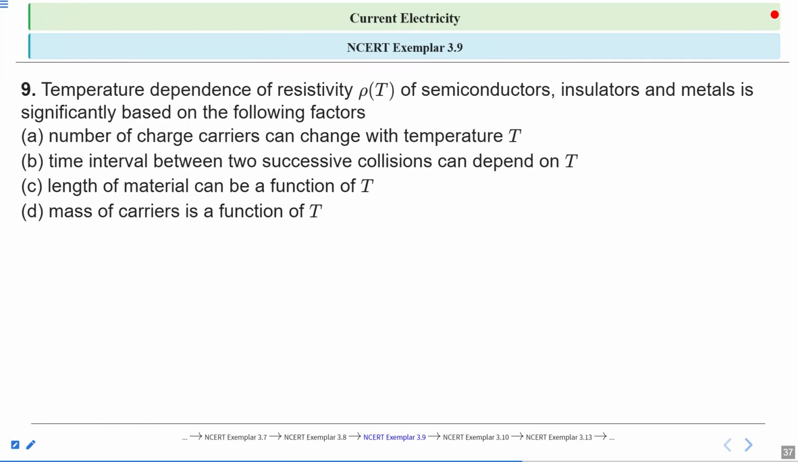Next question. Temperature dependence of resistivity rho(T) of semiconductors, insulators, and metals is significantly based on the following factors. A: Number of charge carriers can change with temperature T. B: Time interval between two successive collisions can depend on T. C: Length of material can be a function of T. D: Mass of carriers is a function of T. T is the temperature. So you have some time to solve it.